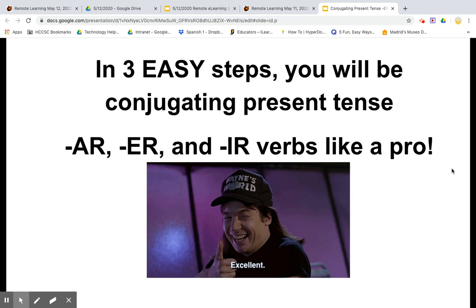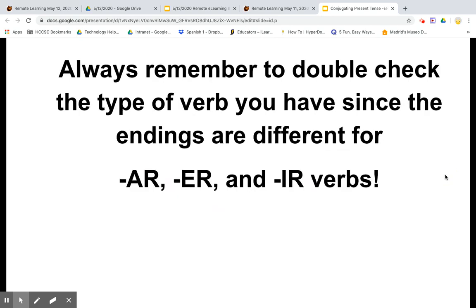In 3 easy steps, you will be conjugating present tense verbs, whether they're AR, ER, or IR, like a pro. Always remember to double check the type of verb you have since the endings are different for AR, ER, and IR verbs. Buena suerte, mis estudiantes, with those verbos de ER.